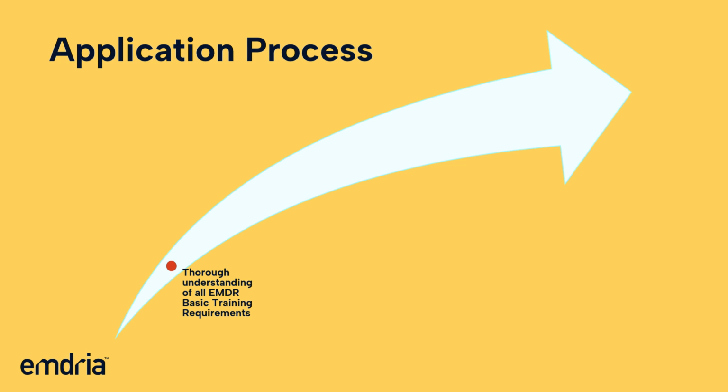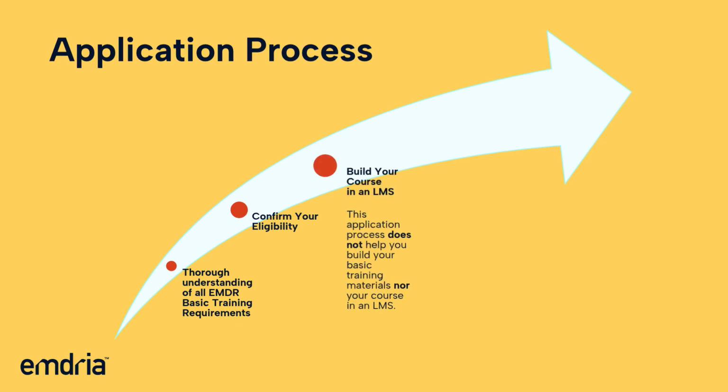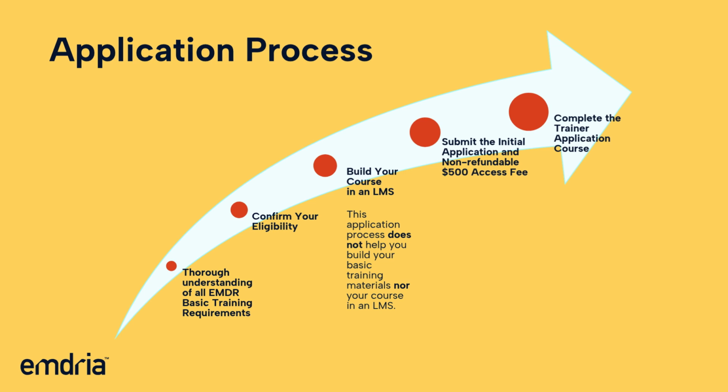The trainer application starts with a thorough understanding of all of the EMDR basic training requirements in terms of the content and instructional aspects. Confirm eligibility, build your course in your LMS. This application process does not help you build your basic training materials, nor your course in a learning management system. Submit the initial application and non-refundable $500 access fee. Successfully complete all assignments in the trainer application course.